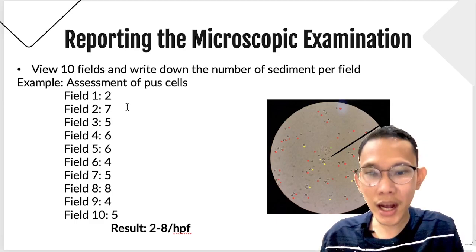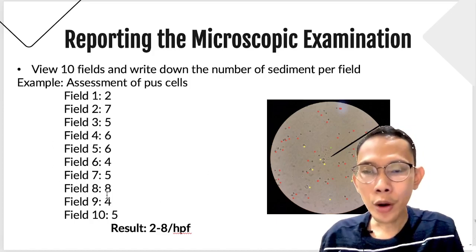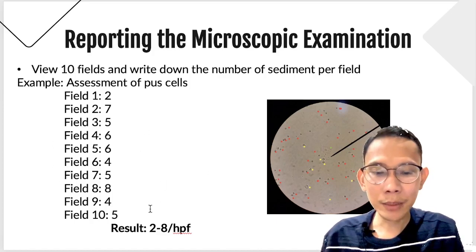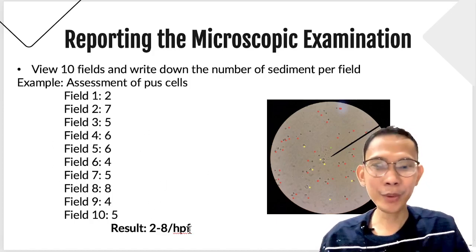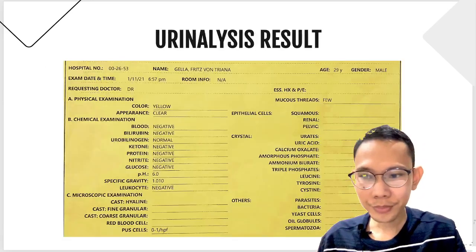Again, emphasize ko ha, you do not have to total 8. Ano lang yung pinaka-minimum and pinaka-maximum na nakita natin among the 10 fields. That's gonna be your 2 to 8 high-power field. As simple as that. Okay? Very good. Okay na yan.